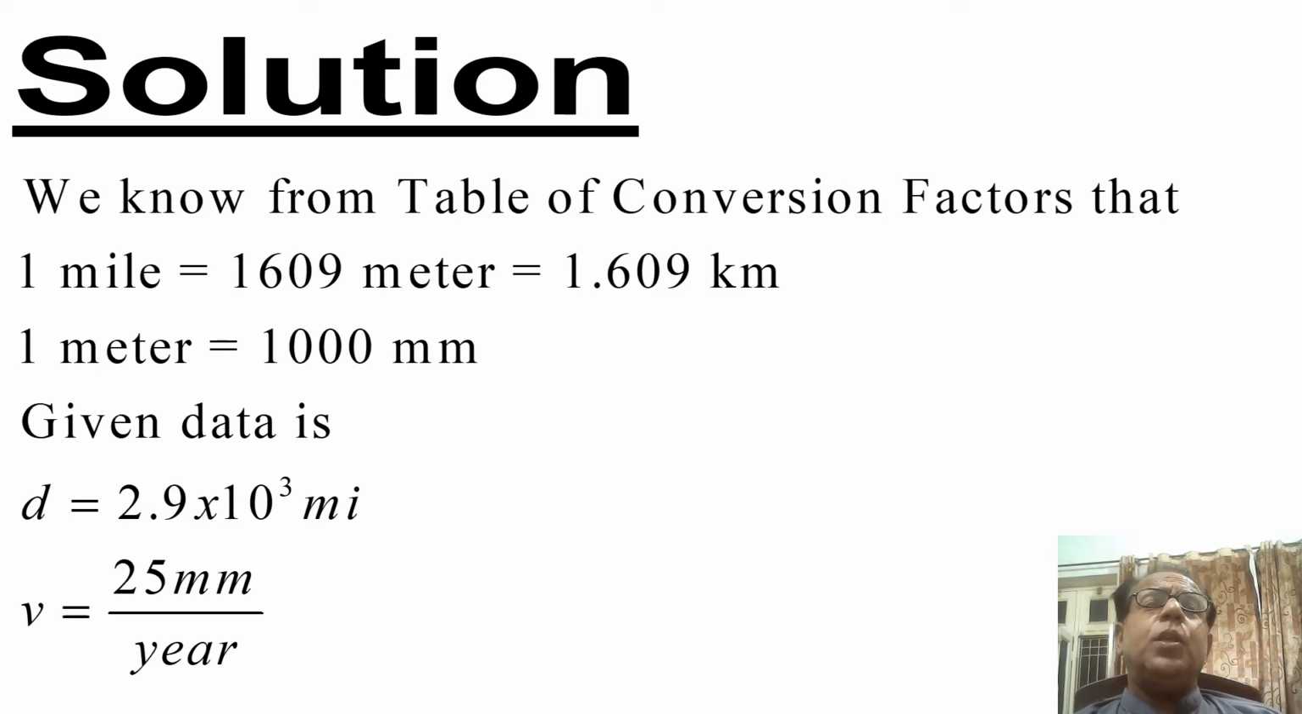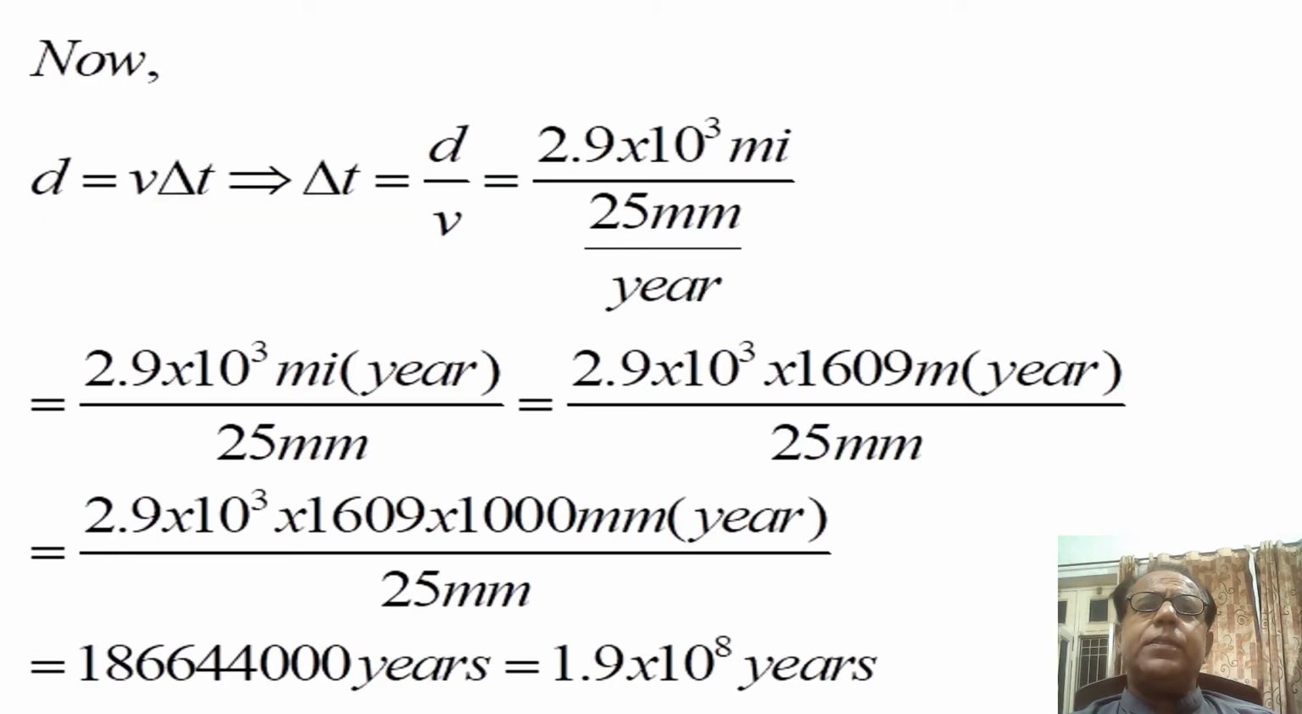Now the given data is here: D is equal to 2.9 times 10 raised to the power 3 mile, while speed V is equal to 25 millimeter per year. So as per given data, D and speed V are given. Now we move on to the next slide to see the remaining part of this problem.